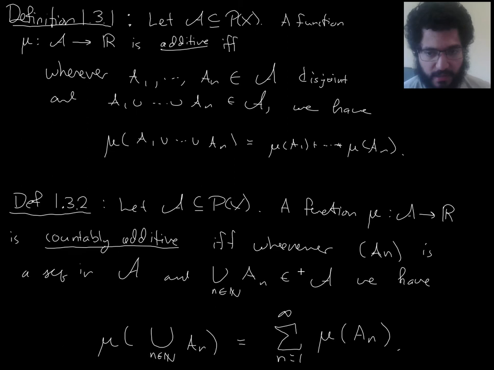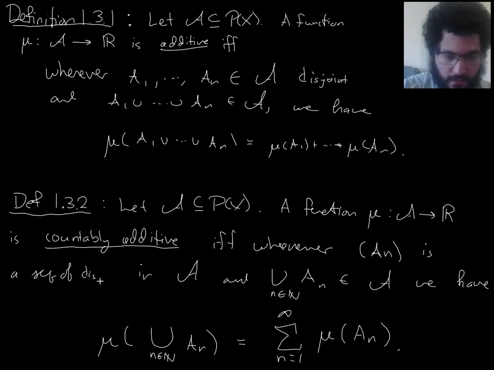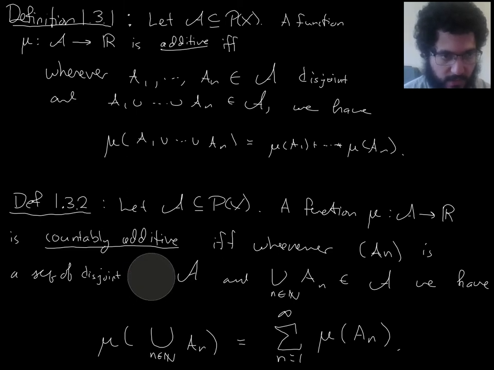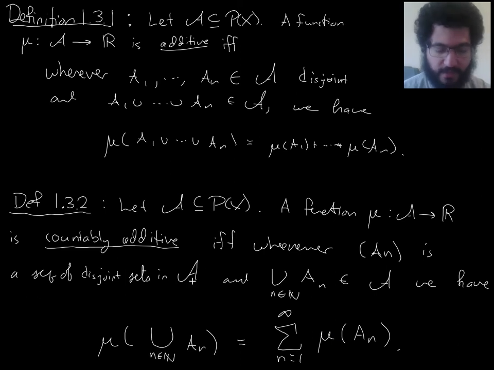So that's countable additivity, except I forgot to say that these have to be pairwise disjoint. So, let me just do some editing here. Sequence of disjoint sets in fancy A.